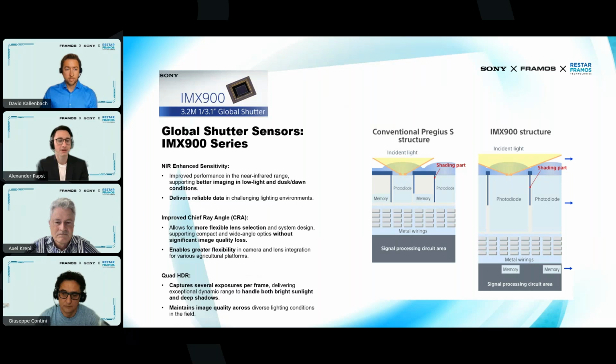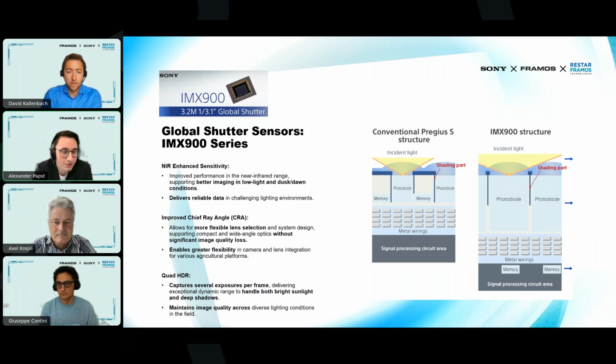Let's start here with our IMX900 global shutter sensor. This sensor incorporates three key features that make it exceptionally well suited for agricultural applications. First, NIR-enhanced sensitivity, or near-infrared enhanced sensitivity. Near-infrared imaging is crucial for agriculture. Why? Because plants reflect near-infrared light very differently than visible light, and this difference reveals critical information about plant health and stress that you simply cannot see with the human eye. Our IMX900 offers improved performance in the near-infrared range, which also means better imaging in low-light conditions and during dusk and dawn periods.